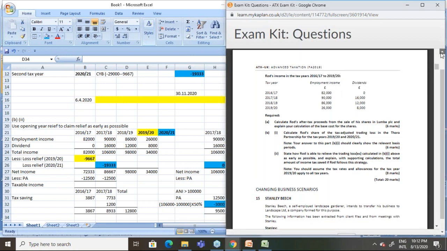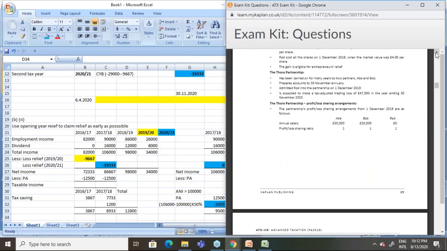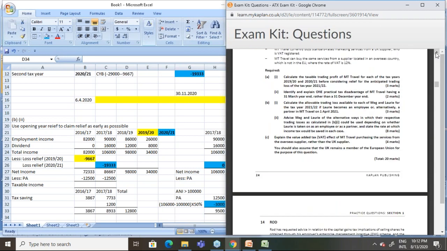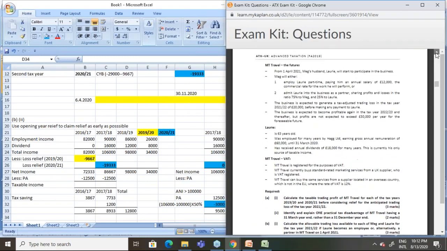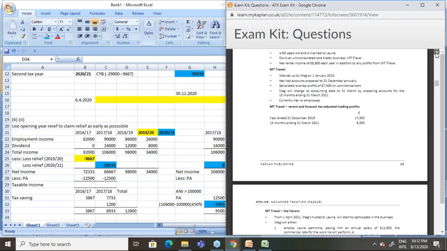Yeah, now in this situation, because of the loss, we were able to save the personal allowance. But at times there can be questions at the exam where you lose your personal allowance also due to losses. So there can be situations like that, but mostly you are in a position to secure the personal allowance due to loss relief.